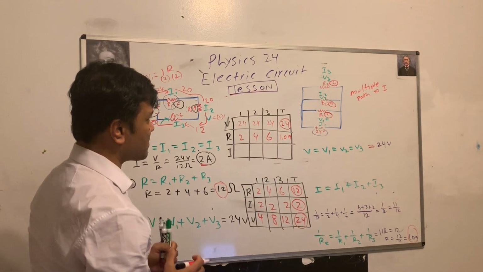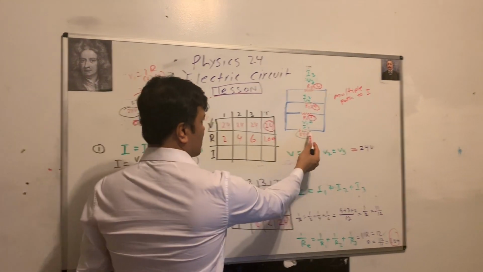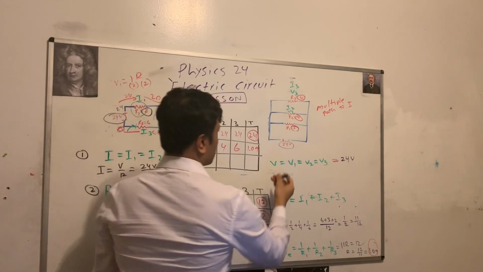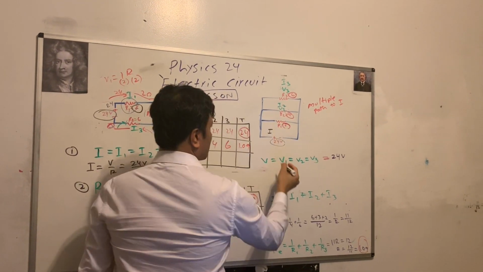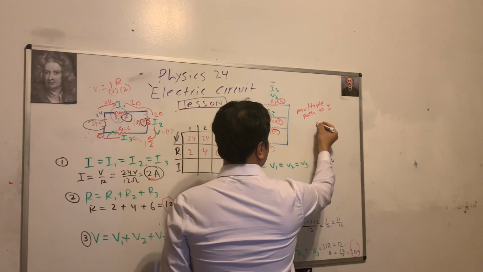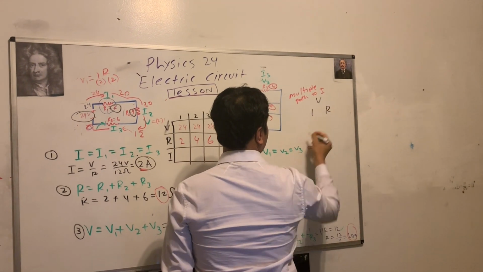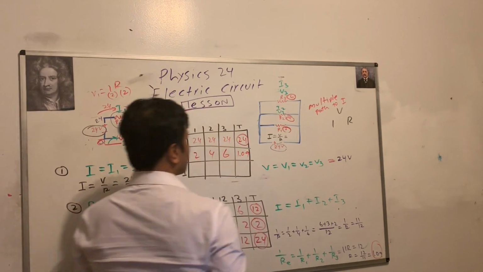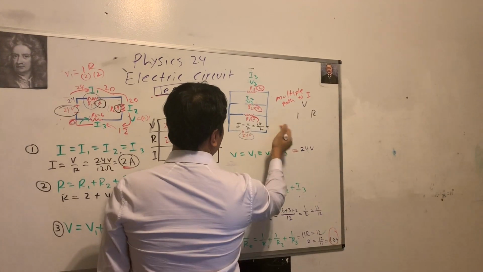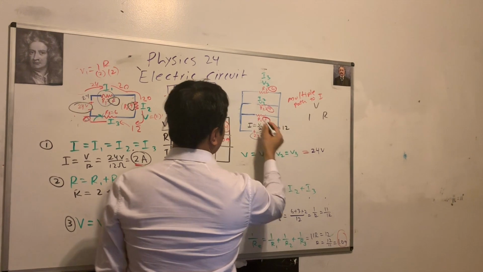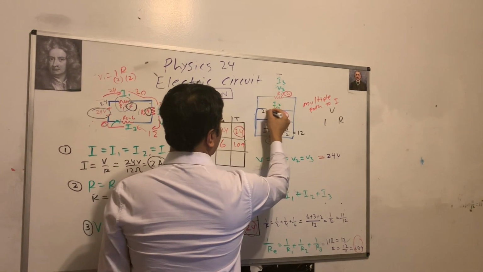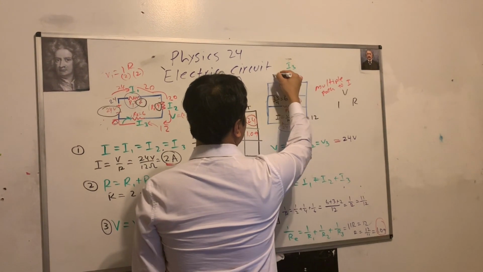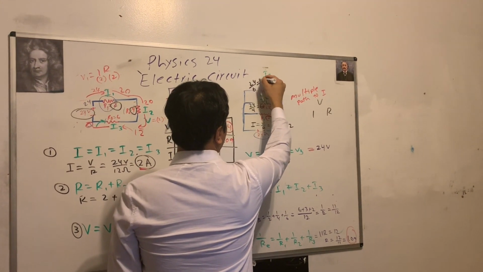Anyway, now let's find the current. By definition, what is the current? V over R. You said R over V. So V over R. So it should be 24 divided by 4, which is 6, and 24 divided by 6, which is 4.